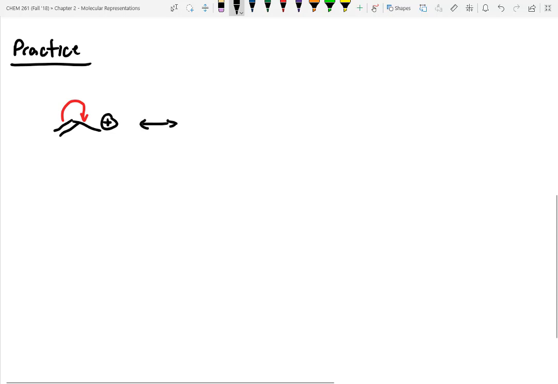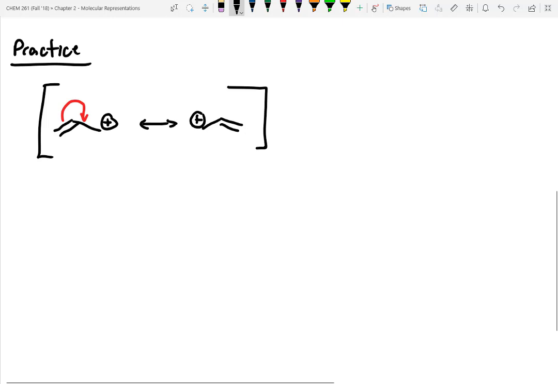And whenever you draw resonance structures, you're not creating or destroying charge. So your resonance structures need to have the same net formal charge as the structure you started with, right? So these would be the two valid resonance structures. And students get confused and they say, well, aren't these the same? Kind of, right? They look like mirror images of one another.